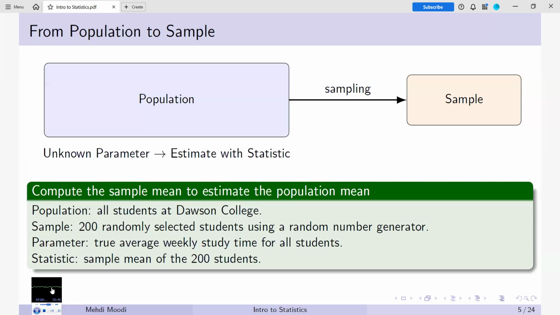If our sample is representative, that statistic will be close to the true parameter. But if we sample only night owls hanging out in the library at midnight, we'll probably overestimate how much everyone studies. That's the danger of bias in sampling.